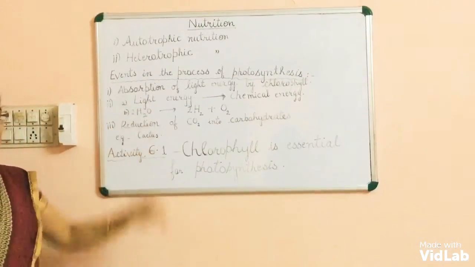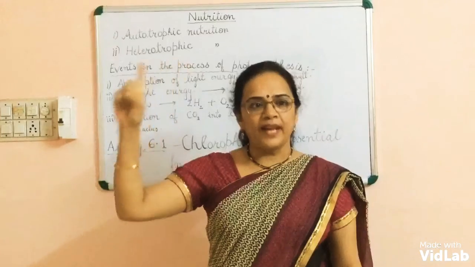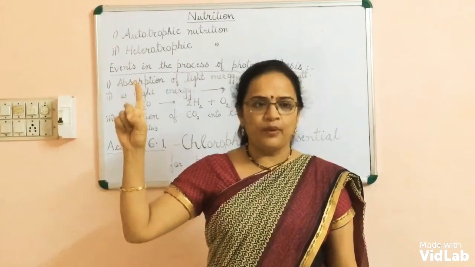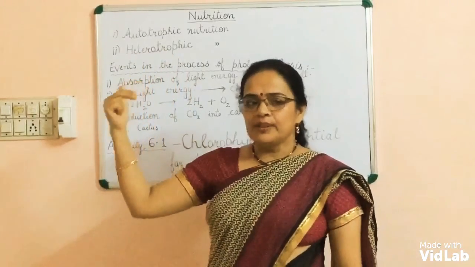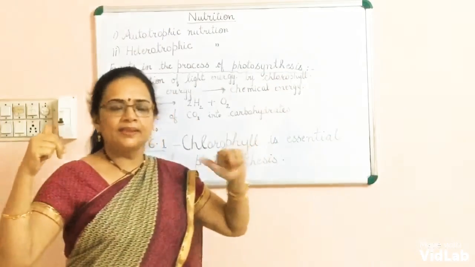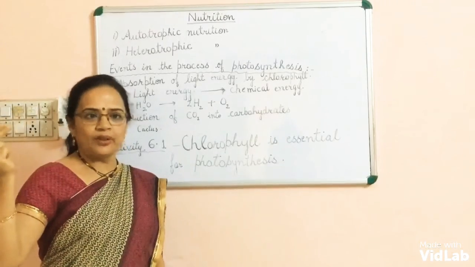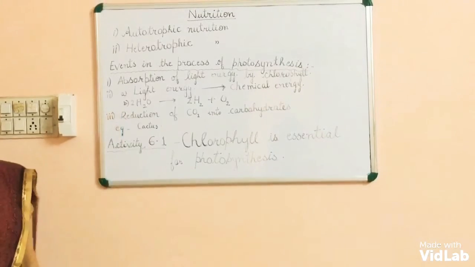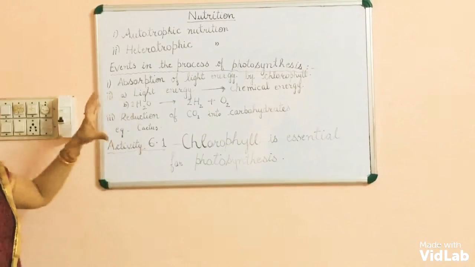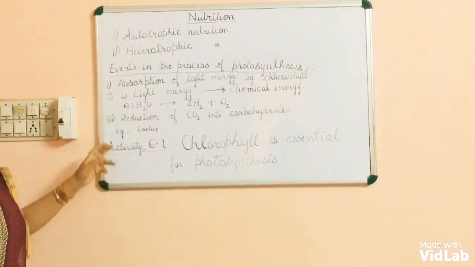So, main steps, again I am repeating. First one is absorption of light energy by chlorophyll molecule. Second step is photolysis of water, where light energy is converted into chemical energy. Third point is reduction of carbon dioxide into carbohydrates. These are the main processes in photosynthesis.